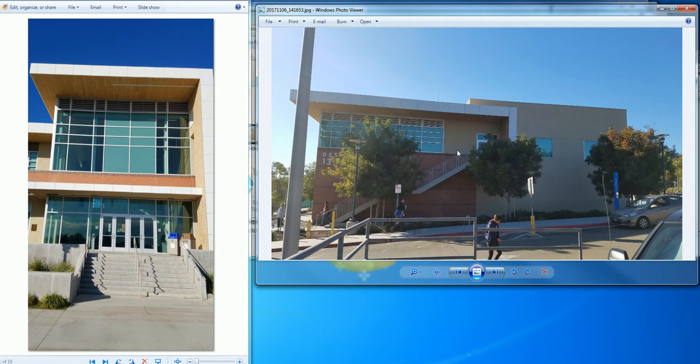So Gabby's saying that the height is different, and I think she means proportions. Yeah. Right? So proportions, there are some differences in proportions.